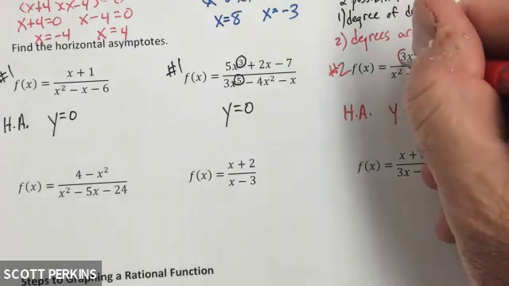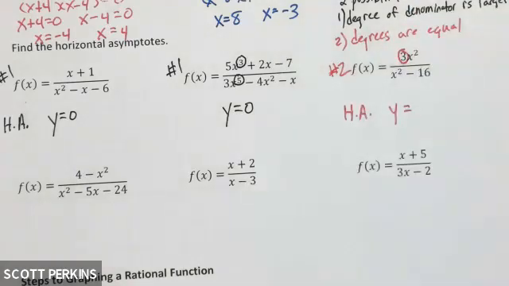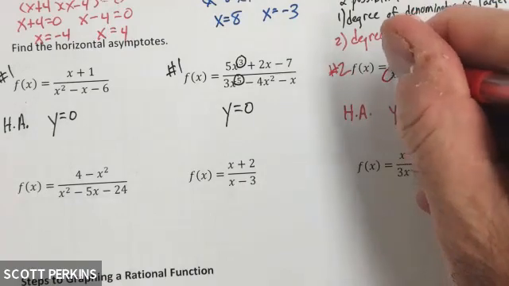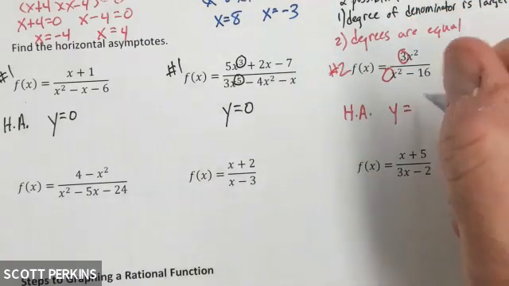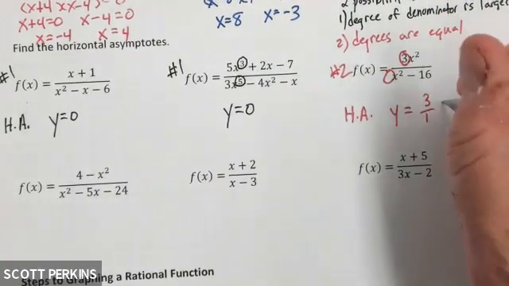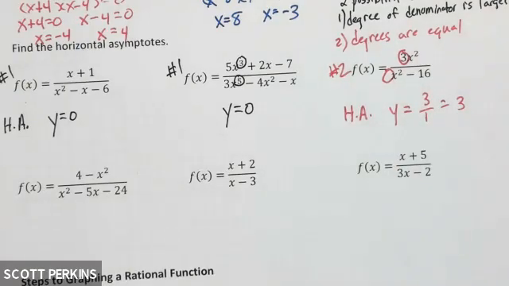So for instance, the coefficient of the top is 3. The coefficient of the highest power is 1 in the bottom. So the horizontal asymptote is 3 over 1, which is 3. Y equals 3.